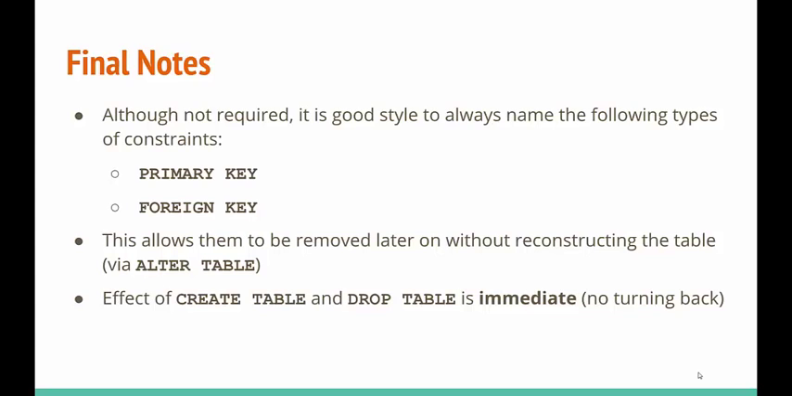Some final notes. I mentioned create table, drop table. They are immediate. There is no turning back. When you have constraints, please keep in mind it is usually considered good style to name primary key constraints and foreign key constraints. And as I mentioned previously, this allows them to be removed later on or altered without reconstructing the table. There's an alter table command that you can issue to change the structure of a table after you've created it.